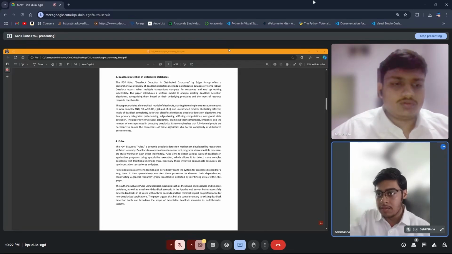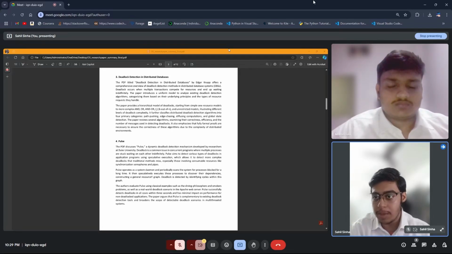pipes, etc. The operation that it performs is that it runs as a system daemon, periodically scanning for blocked processes and speculatively executing them to map dependencies into a resource graph. Deadlocks are identified by locating cycles in the constructed resource graph.